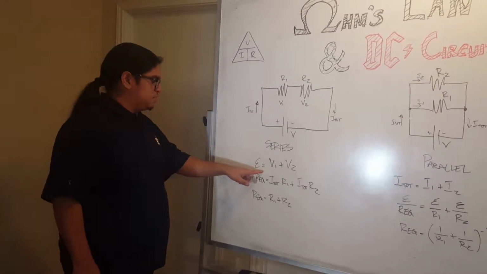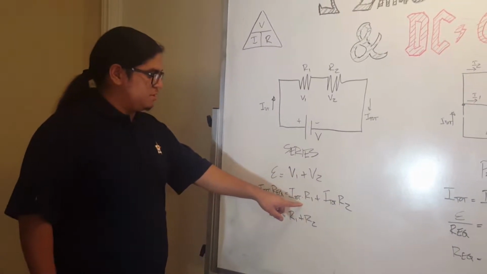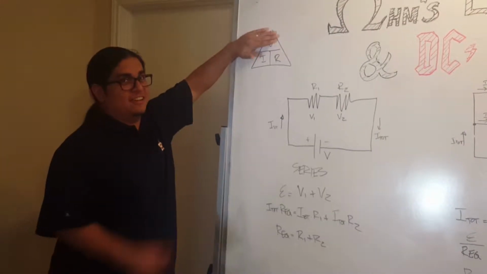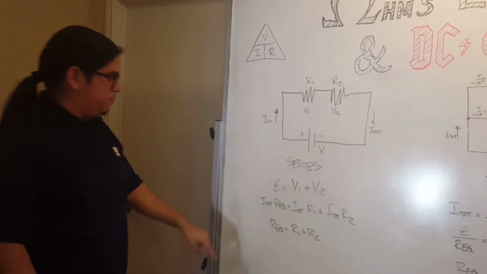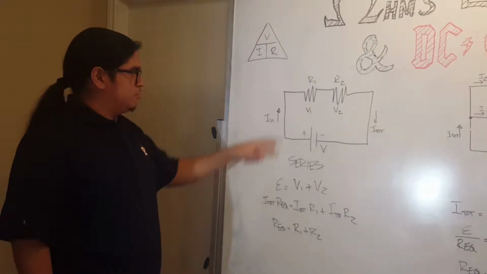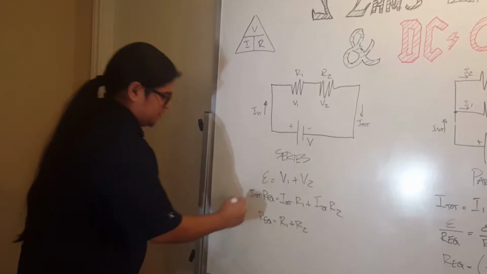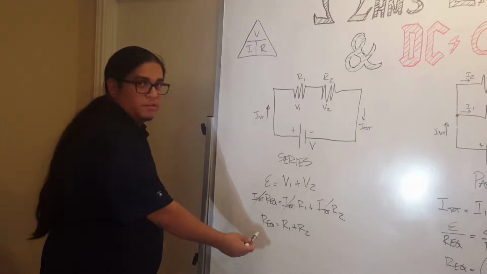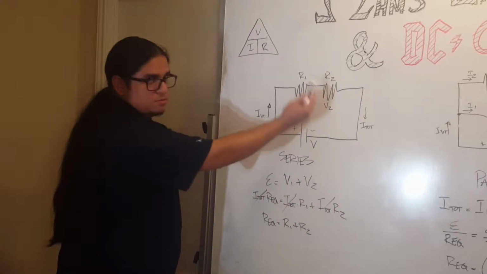Now you can replace each voltage with their respective resistance times the total current, as you can see when you cover the triangle again, V equals current times resistance. Now, like we said before, in a series circuit the current will be the same in each resistor, so that means that you can cancel out the currents, and your equivalent resistance will equal the total of the two resistors.